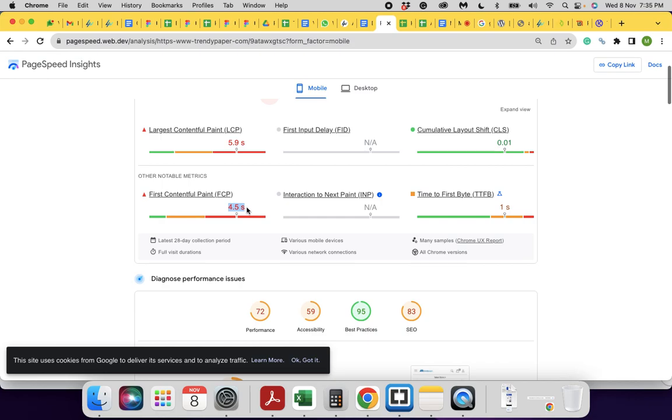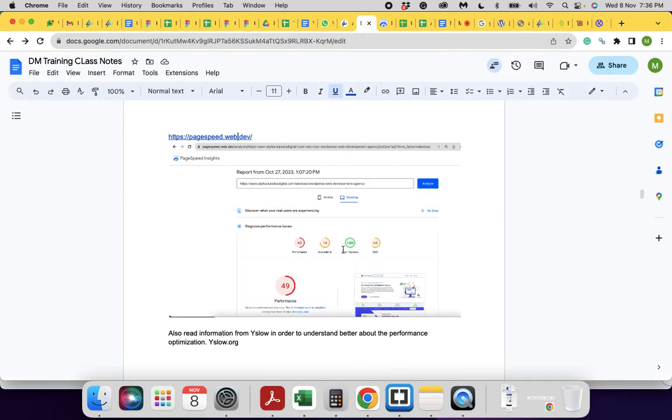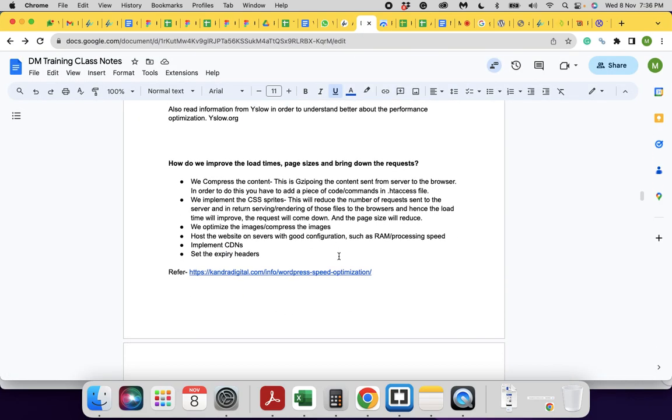But I have been dealing with this for several years, and I know what each of these means. I have explained the same in detail. That's there in the document as well. Each of these metrics is explained: what is LCP, what is FCP, everything.